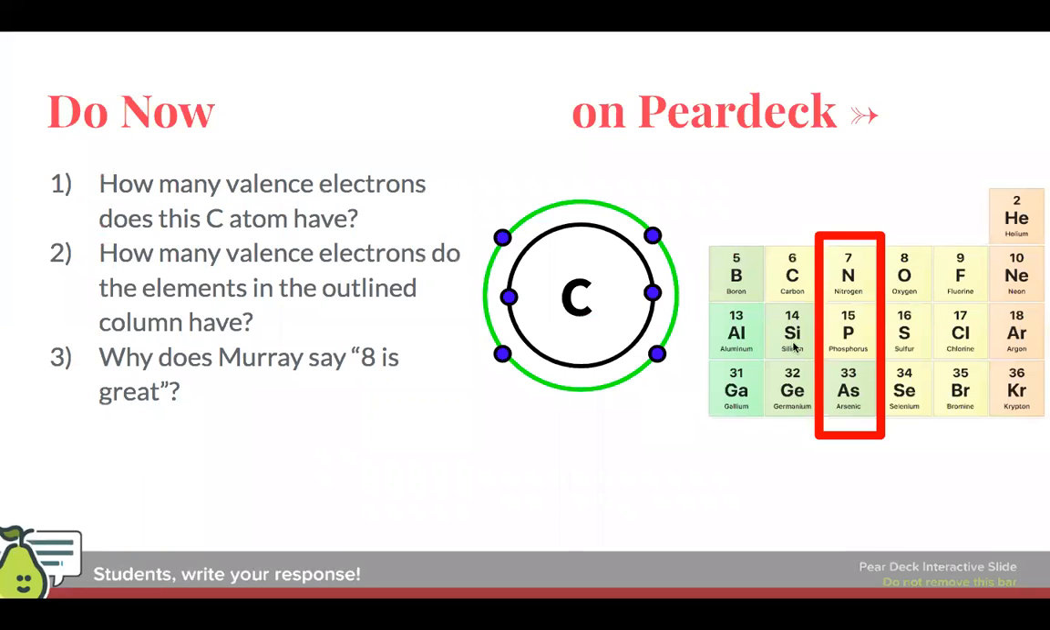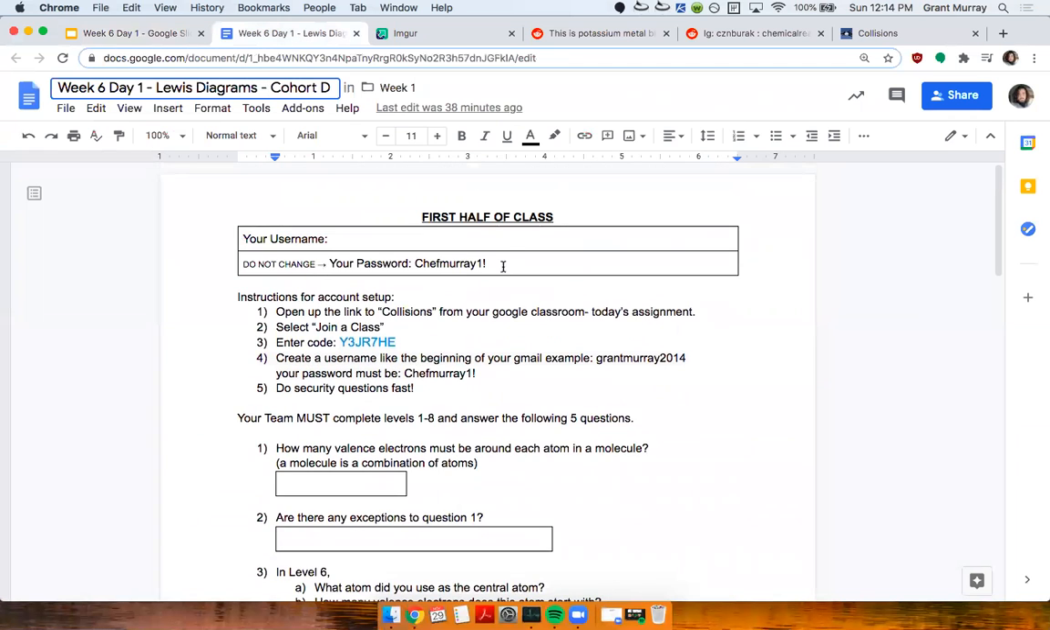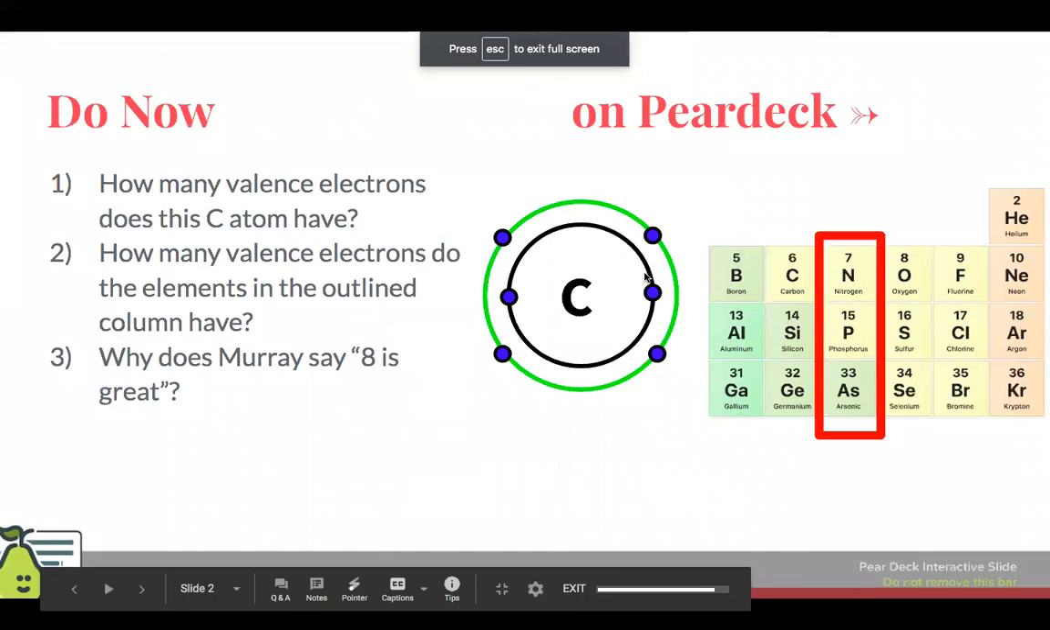Do now. So again, when this says it on Pear Deck, if you're watching this asynchronously, and you weren't in class, find somewhere to do the do now on today's document. Today's document looks like this. At the top, you've got the first half of class. There's nowhere for the do now, so perhaps create a space up top and answer the do now questions if you were not in class whatsoever. So pause and think about these do now questions.